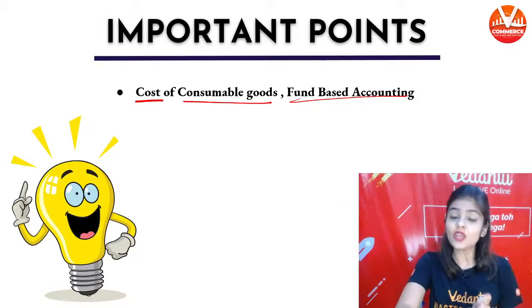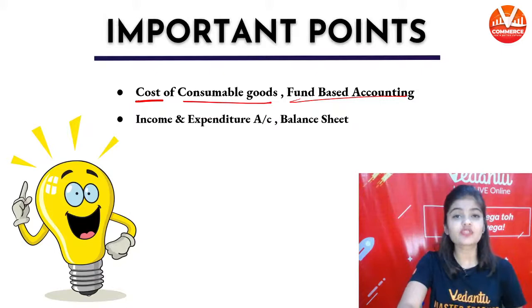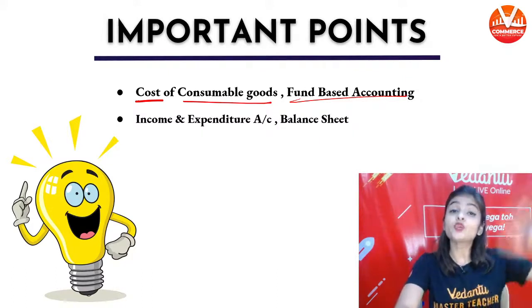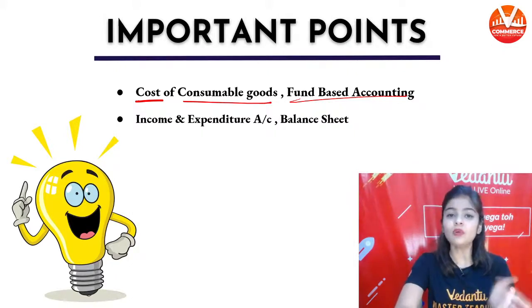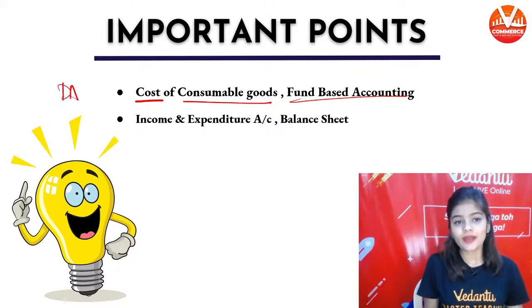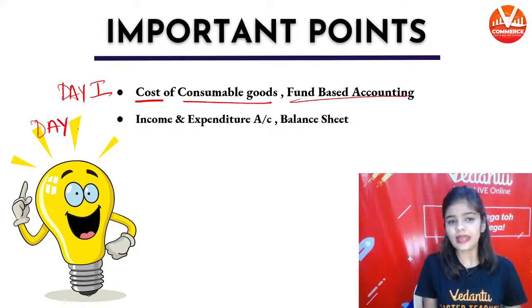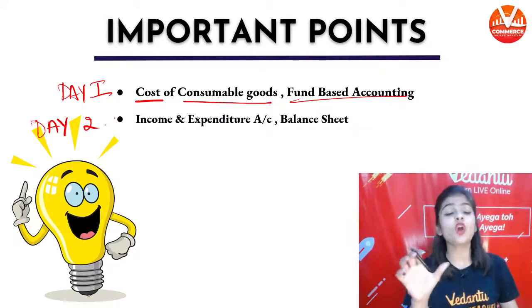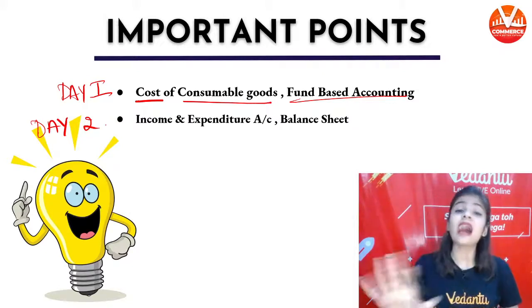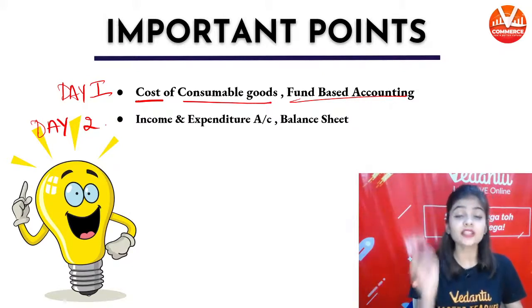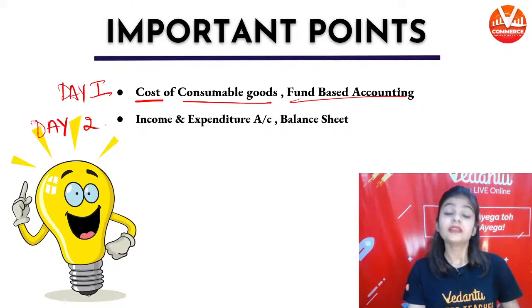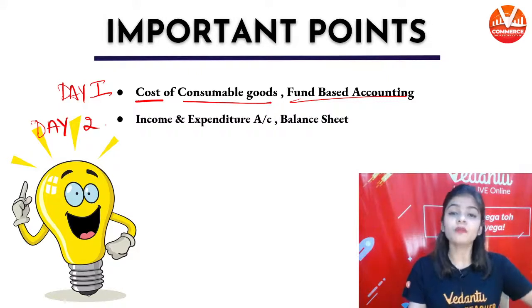And on the second day, you will do the most important thing of this chapter, that is income and expenditure account and balance sheet. तो पहले दिन cost of consumable item एंड फंड बेस्ड अकाउंटिंग, और दूसरे दिन हम लोग करेंगे इनकम एंड एक्सपेंडिचर अकाउंट एंड बैलेंस शीट। तो ये हमें करना है डे 1 को और ये हमें करना है डे 2 को। अगर आप लोग इन 4 टॉपिक्स को अच्छे से कर लेते हो, आप आराम से 8 आउट ऑफ 8, 10 आउट ऑफ 10 ला सकते हो फ्रॉम दिस चैप्टर। These are the topics that you have to do from this chapter.